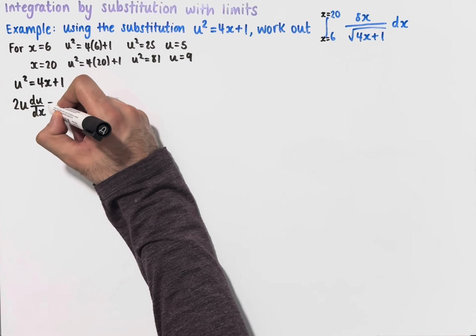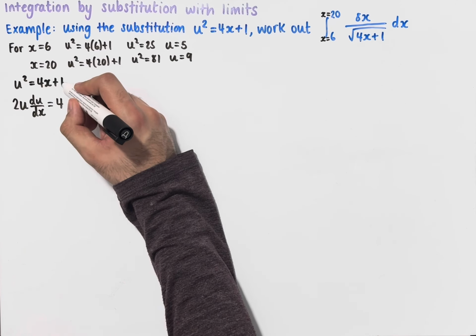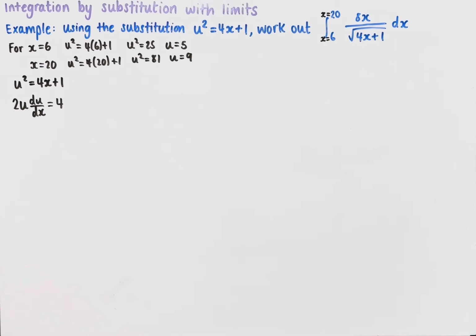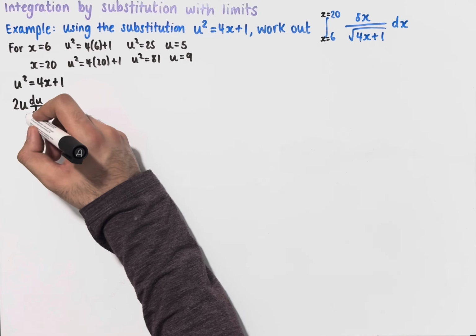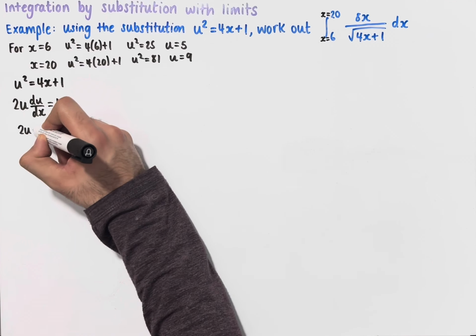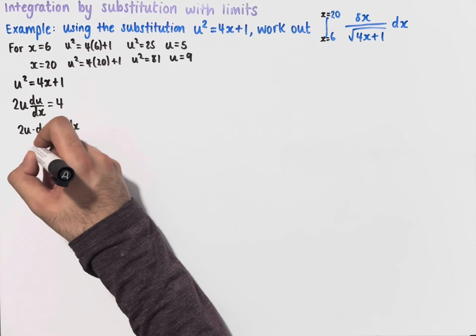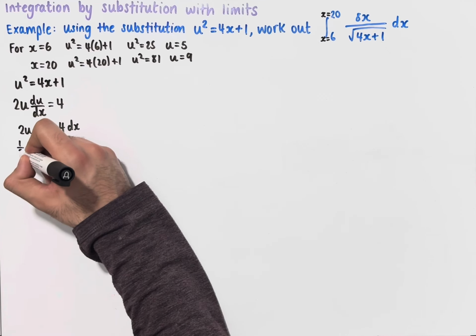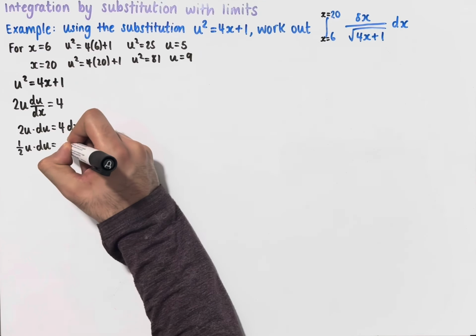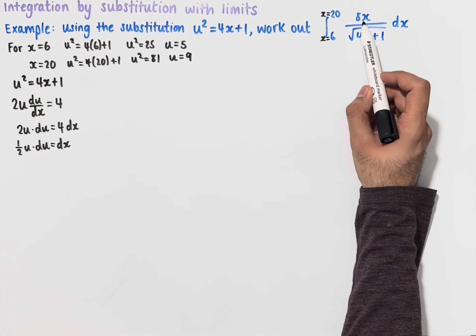And now on the right hand side, 4x differentiates to 4 with respect to x, and 1 differentiates to 0 with respect to x. And so making dx the subject, if we multiply both sides by dx, we end up with 2u times du equals 4 times dx, and now dividing both sides by 4 gives us a half u times du equals dx.